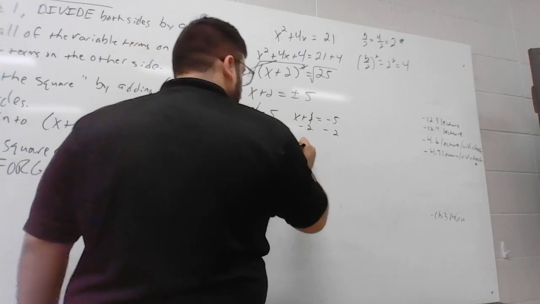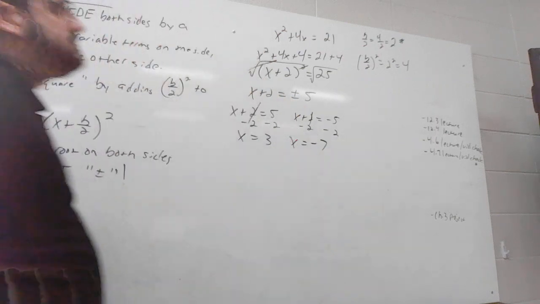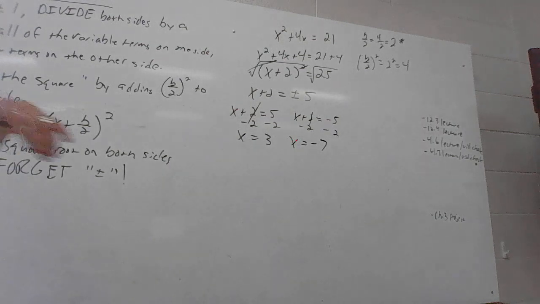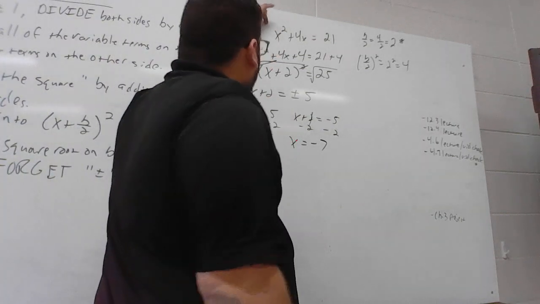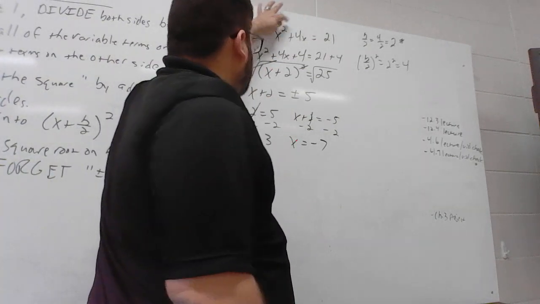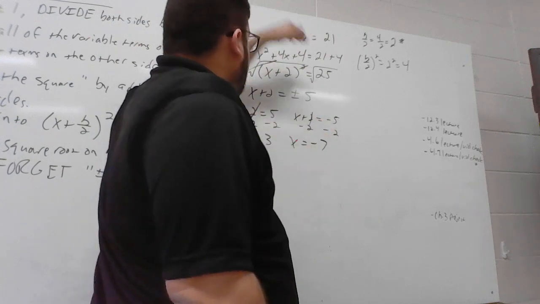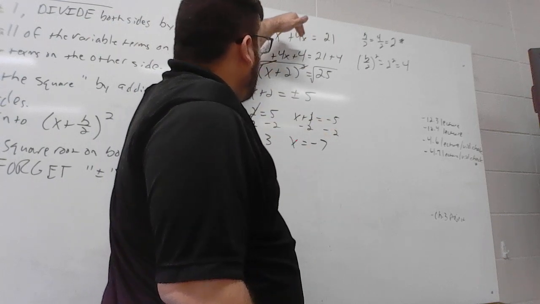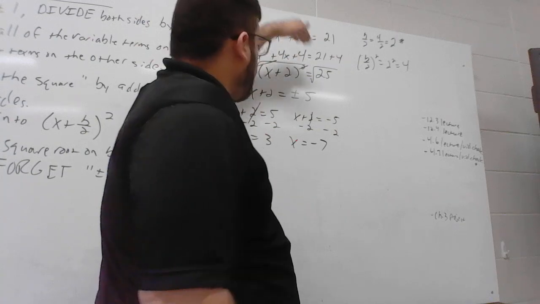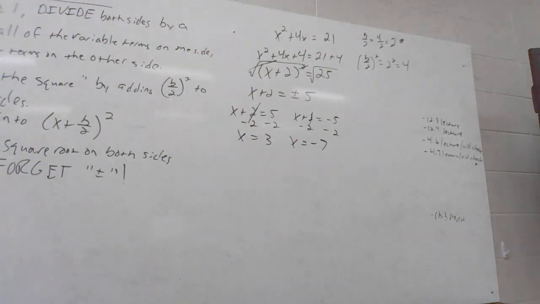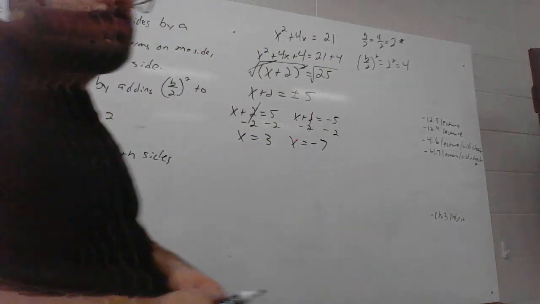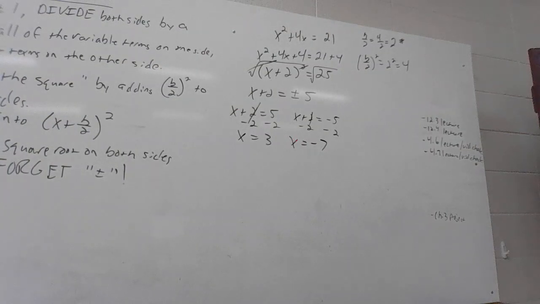X is 3. X is negative 7. So let's try it back in our original problem. So 3 squared is 9. 4 times 3 is 12. 9 plus 12 is 21. That's good. Negative 7 squared is 49. Negative 7 times 4 is 28. 49 minus 28 is also 21. So it all checks out. Okay.